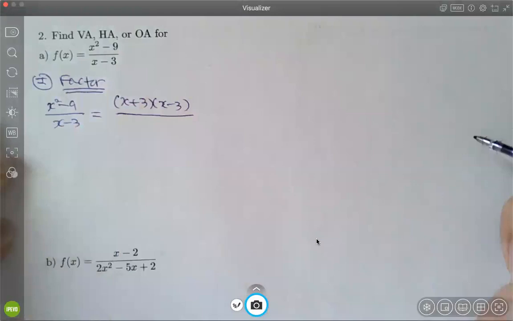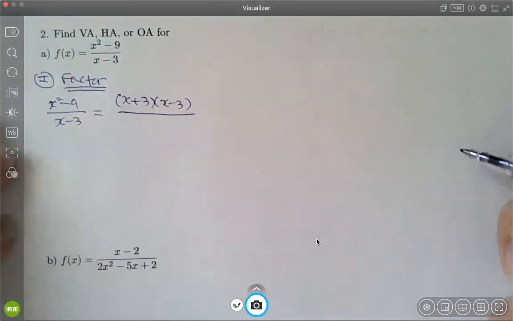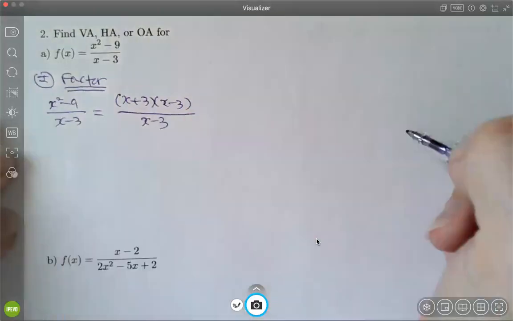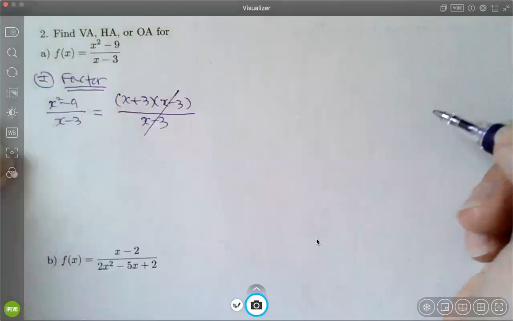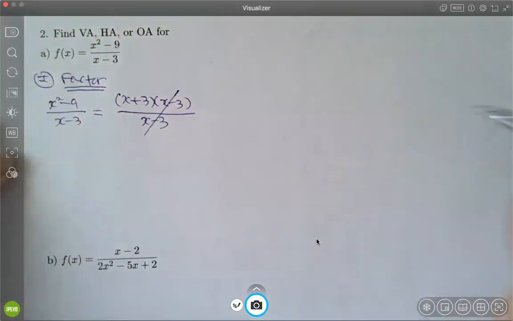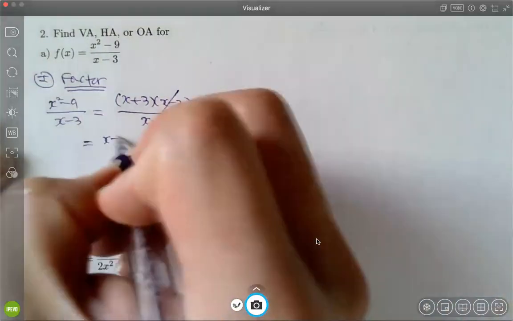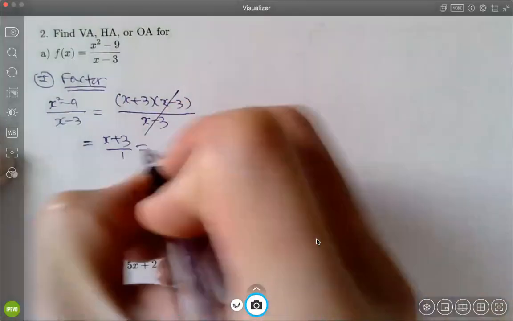And can you factor the bottom? No, right? So x minus 3 stays the same. And now, is there any common factor? Yes, right? Which is x minus 3. So you just cancel them. And you are left with what? X plus 3 over 1, which is equal to x plus 3, right?